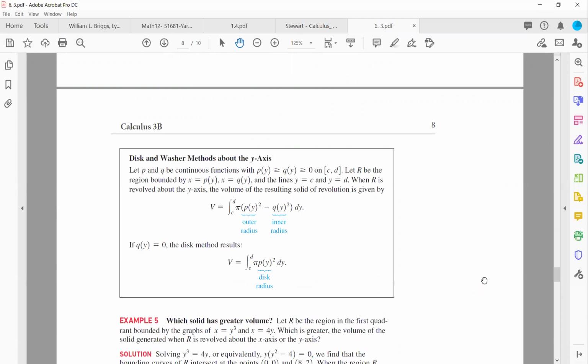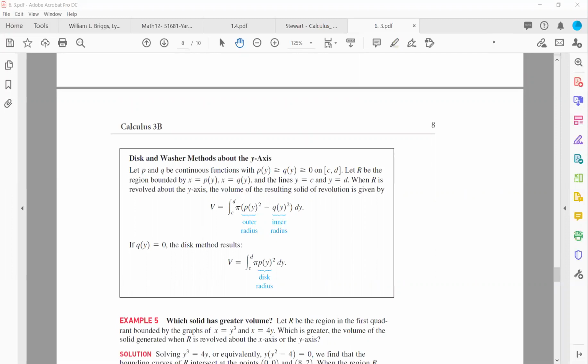So far we learned how to find the volume when we're revolving the region about the x-axis. Now I expect you to ask, what if we revolve the region about the y-axis? Do we use the exact same formula? The answer is no. We have to make a little bit of change here. Why is that? First of all, your radius is now changing.